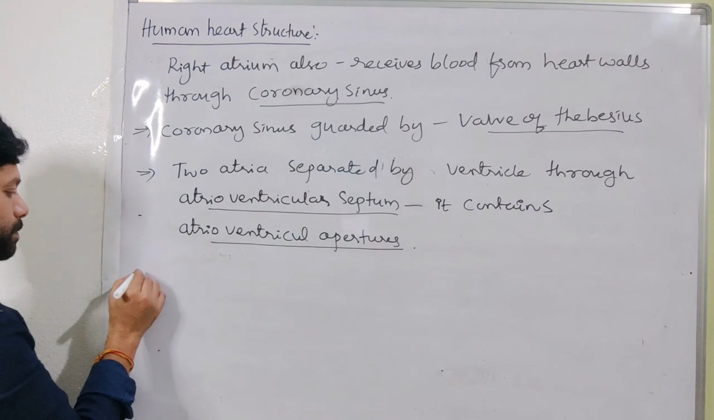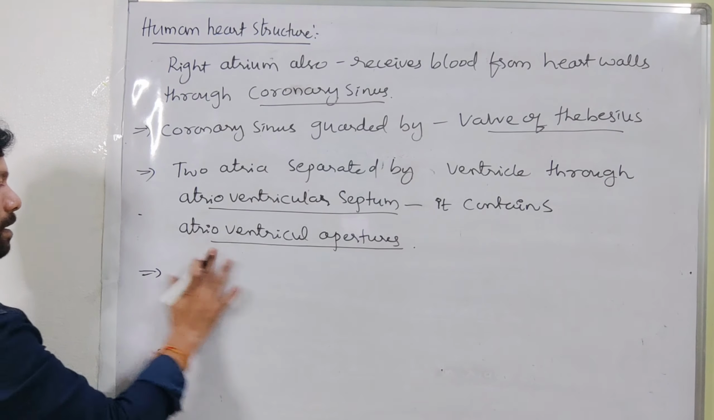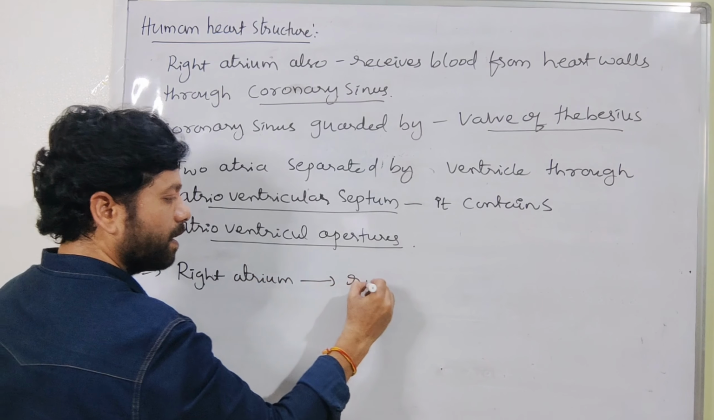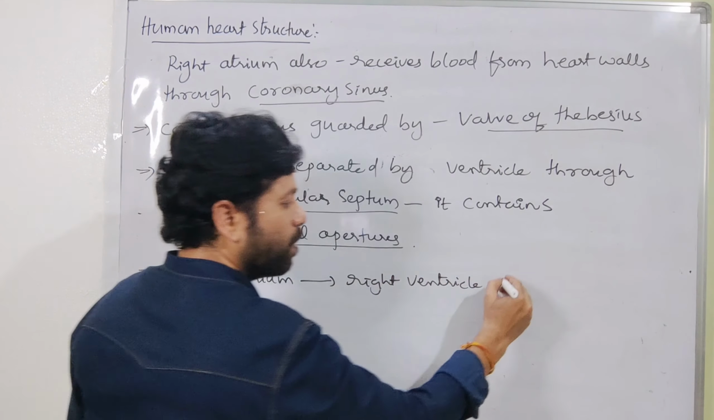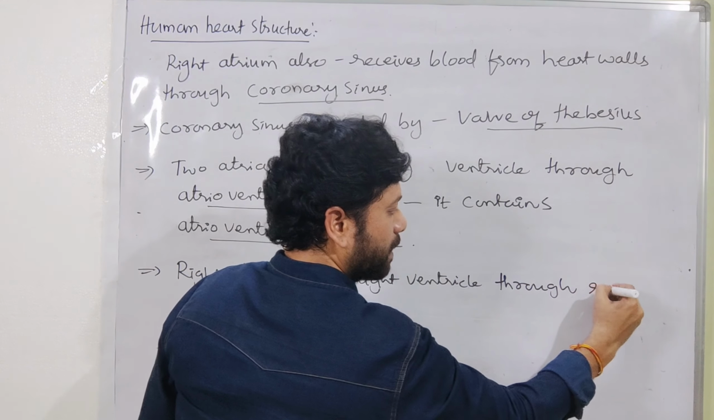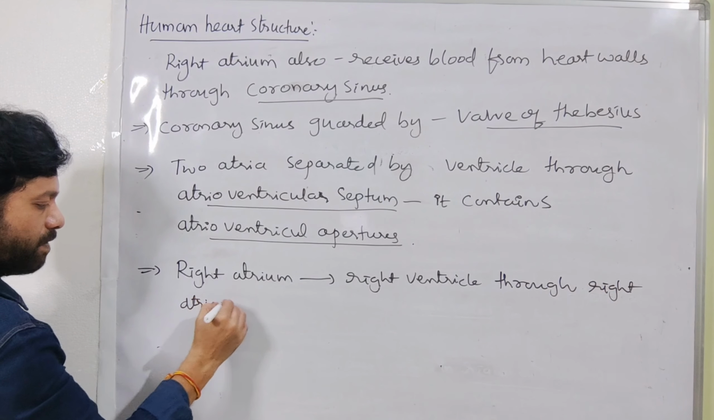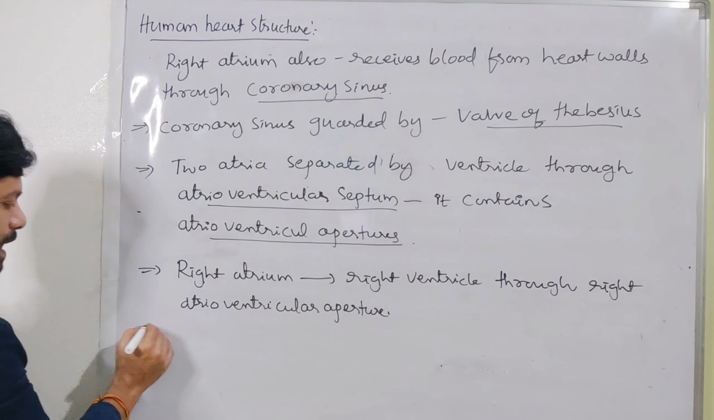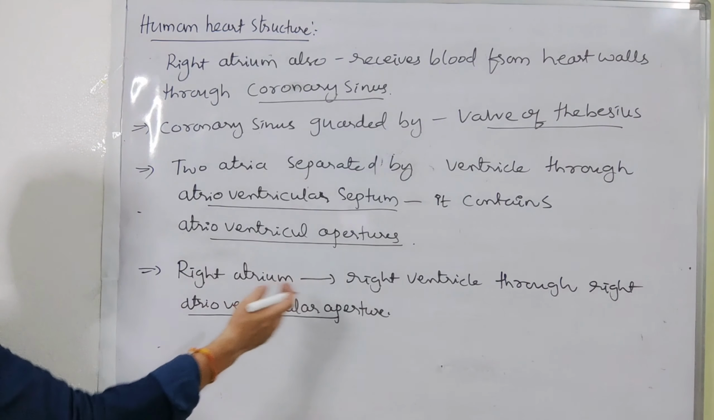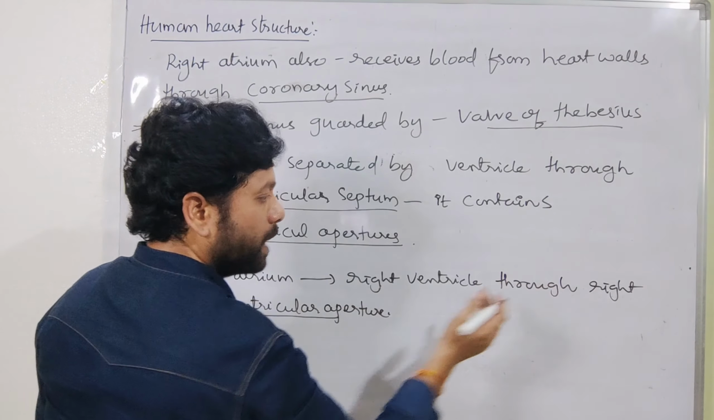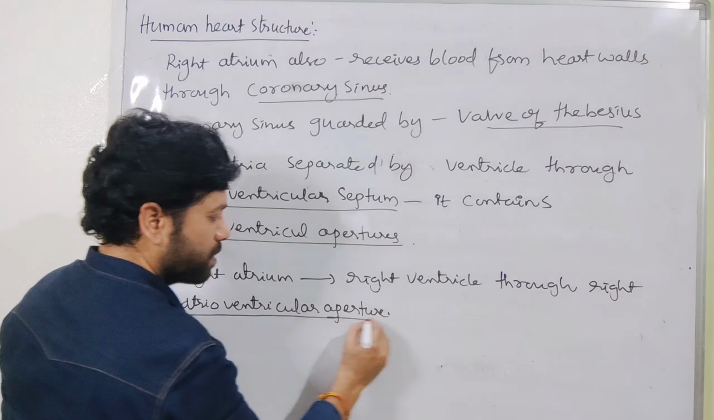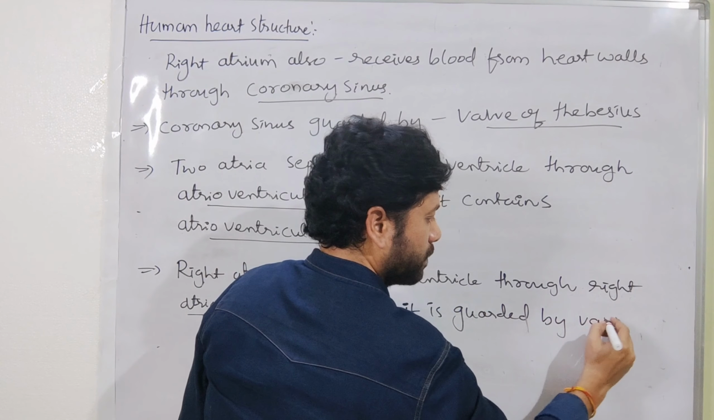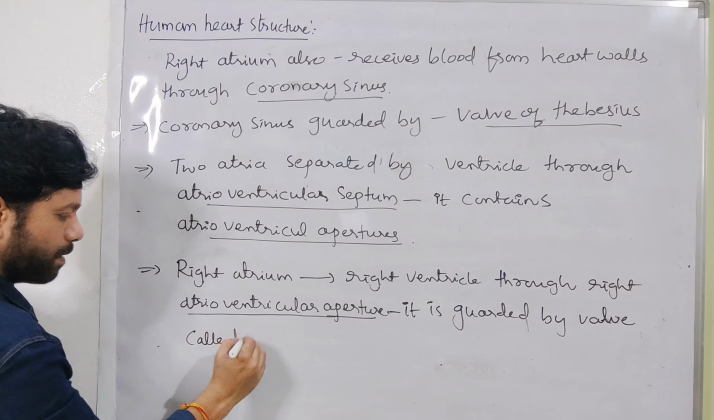Right and left ones. So here, the bicuspid and tricuspid valves. The right atrium opens into the right ventricle through the right atrioventricular aperture. It is guarded by a valve, called the tricuspid valve.